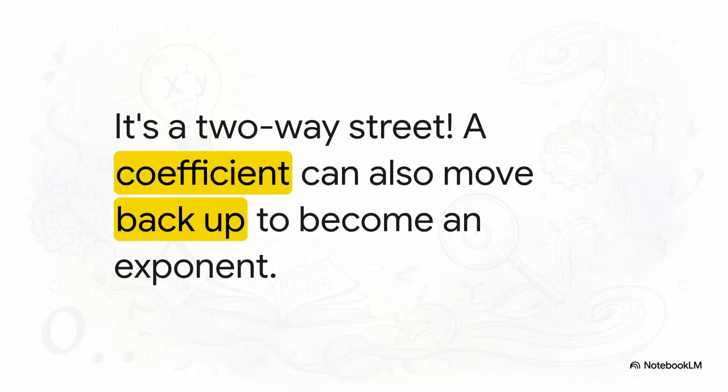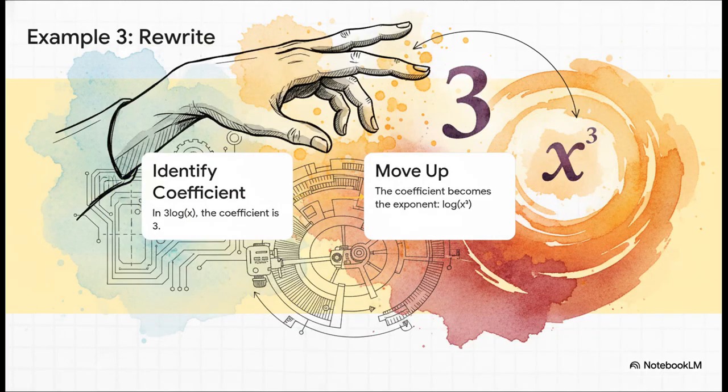Now what's really cool is that this isn't a one-way street. Just like we can bring an exponent down from the top, we can also take a number in front and send it right back up to be an exponent. And this is super handy when you want to condense a bunch of logs into just one. So to rewrite 3 times the log of x, we just do the exact reverse. We take that coefficient, the 3, and move it back up to become the exponent on the x. And just like that, we have a single clean term, the log of x cubed.